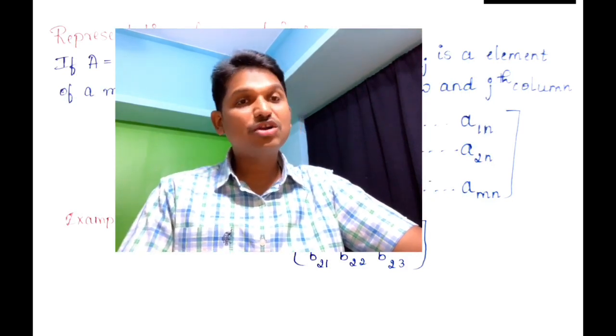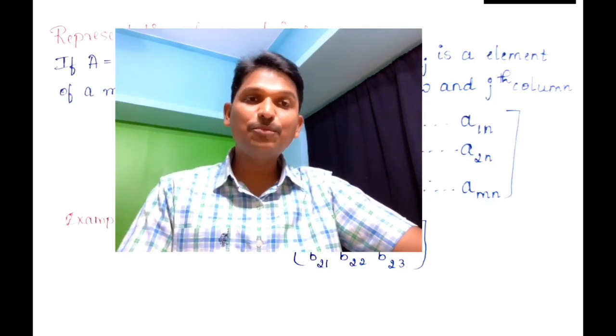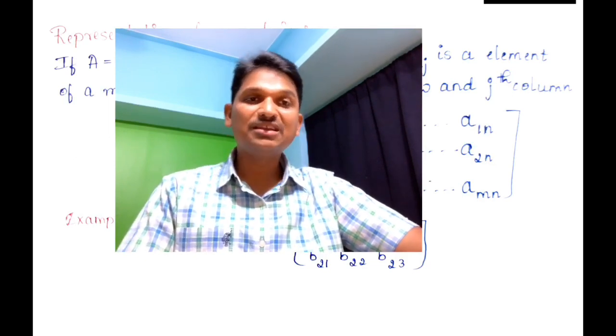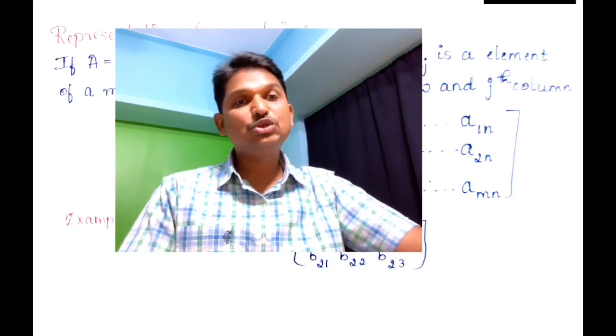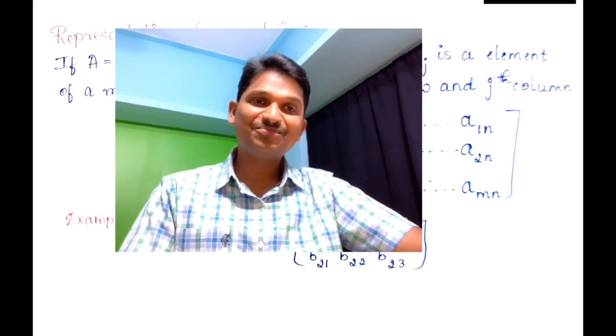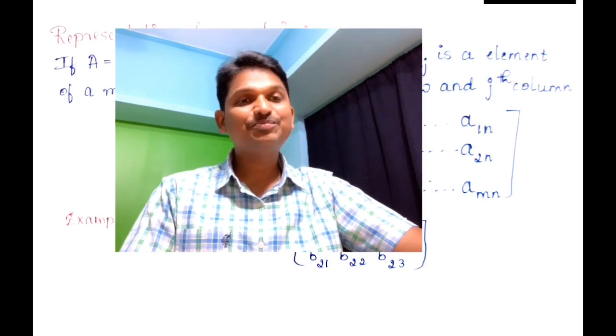Next we learn order of a matrix. If a matrix is having m rows and n columns, then we say order of that matrix is m by n. Suppose a matrix is having 2 rows and 3 columns, we say that order of that matrix is 2 by 3. I hope you are understanding, right?